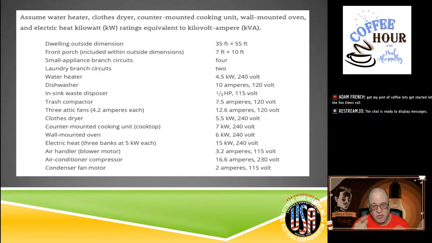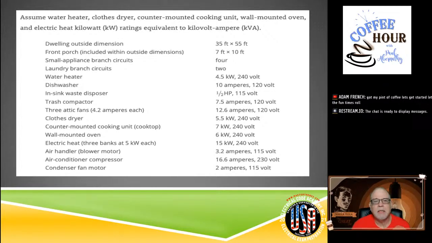So we'll have to do something later with that, as you know. And hopefully you just paused for a second and grabbed your code book, because you'll need that code book. We're working in Part III of Article 220. So 35 by 55, we know we've got a front porch, which is 7 feet by 10 feet. Now, I'm telling you right now, it's included in that overall dimension.